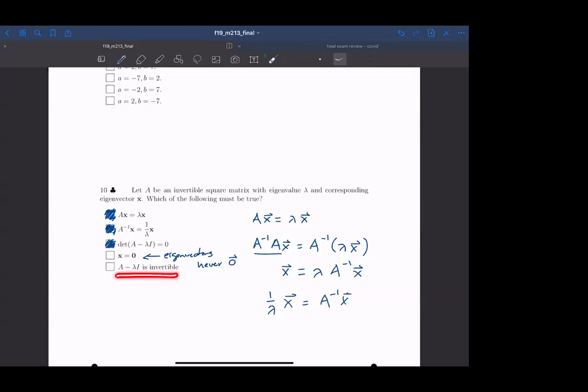asking if A minus lambda I is invertible, and that's also going to be false, because if A minus lambda I is invertible, that means that its determinant is not equal to 0, okay? And so if the determinant of this is not equal to 0, what does it tell me about lambda? Well, if that determinant is not equal to 0, then it really means that lambda isn't an eigenvalue. Okay. So really, we want this determinant to be equal to 0, in which case this matrix would not be invertible. Okay. And so that option is false there as well.